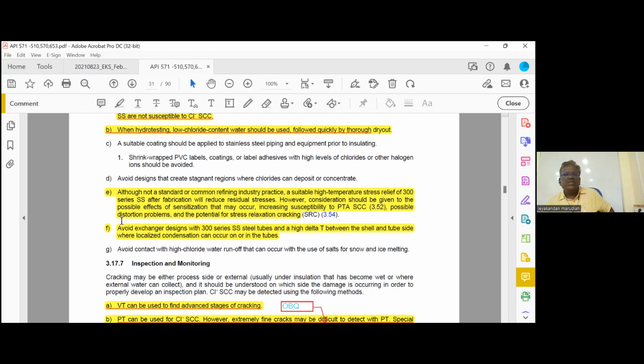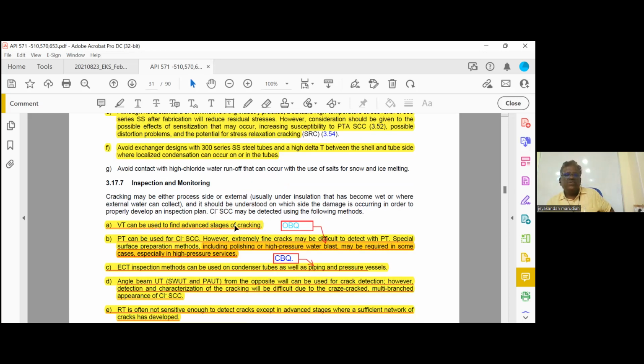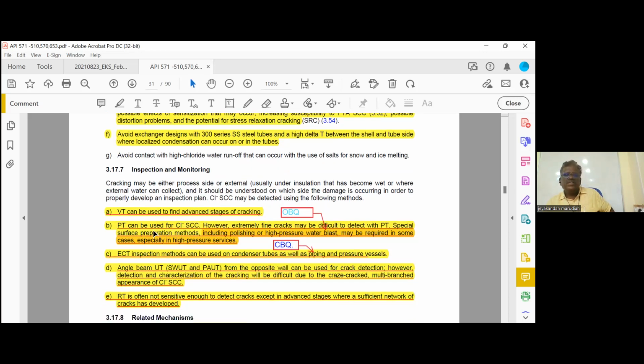However, consideration should be given to the possible effect of sensitization that may occur, increasing the susceptibility to PTA, which means polythionic acid stress corrosion cracking. This is not important. Inspection: VT can be used to find the advanced stage. Then this is an open book question.